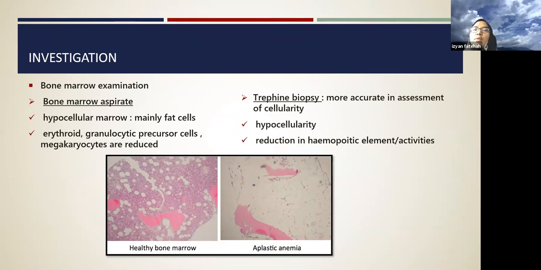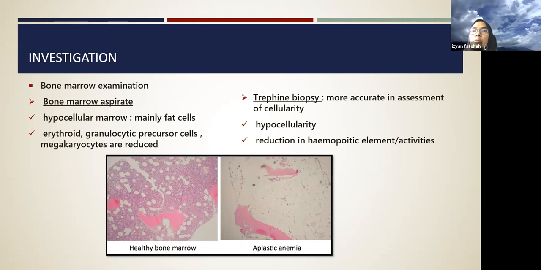We should do bone marrow aspirate. So we can see hypocellular marrow, and most of the hematopoietic stem cells are already replaced by fat cells, and the erythroid, granulocytic precursor cells and megakaryocytes are reduced. Trephine biopsy also should be done to get more accurate assessment of the cellularity.